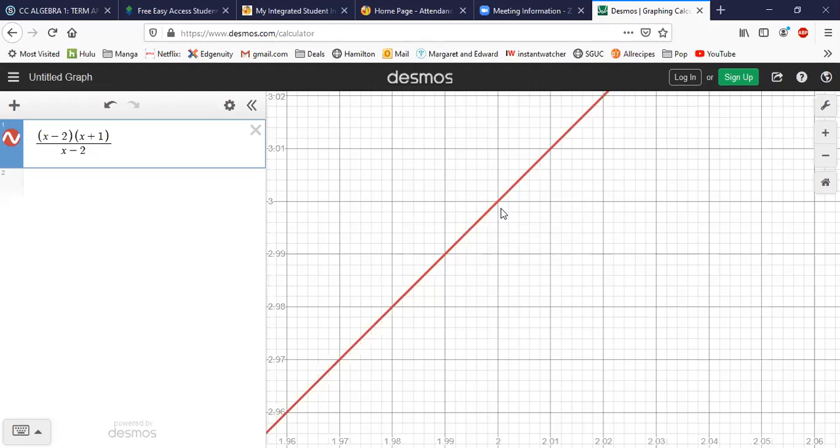And that's the goal of a limit: not only that the left side and the right side agree, but that they agree that this should be 3. Okay.